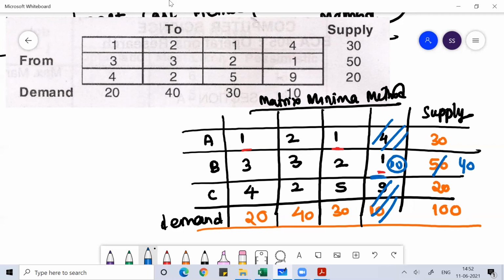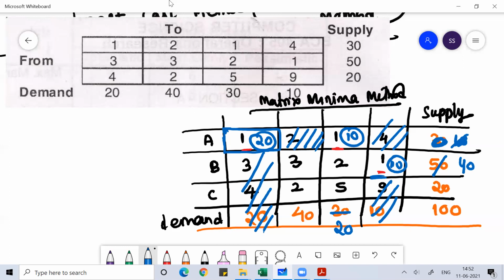Then pick the next cell. Again, I have a 1 only, so I can pick any cell. Suppose I pick this, so this would be 20, and this would be 10. Then if I go with this one, this would be 10, this is done, this will not get anything, and this will be 20. Correct, everyone? Then the 1s are done.